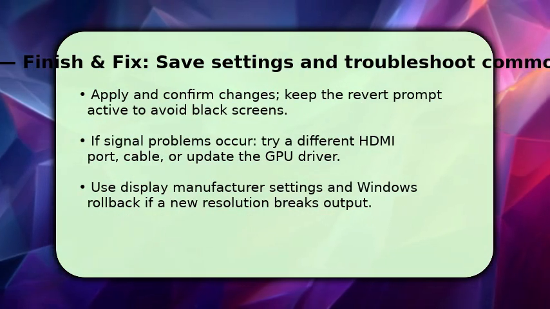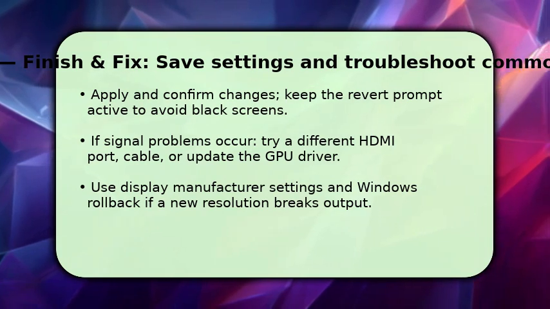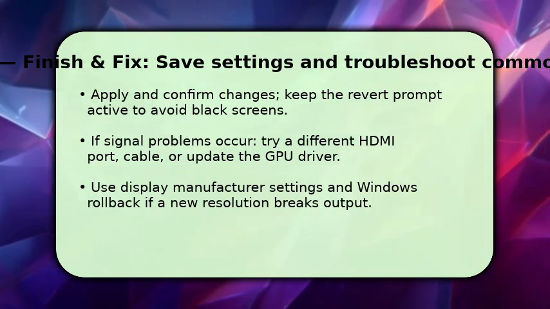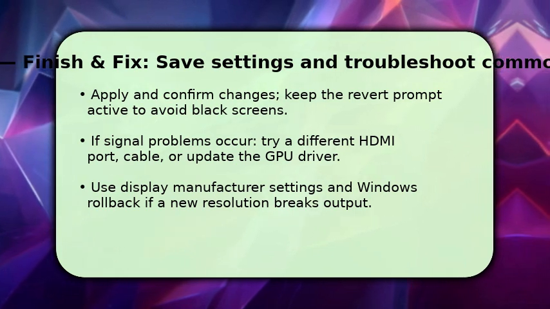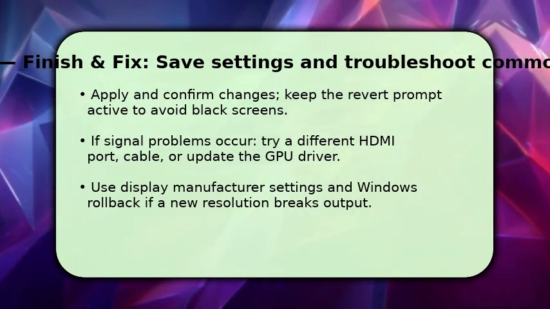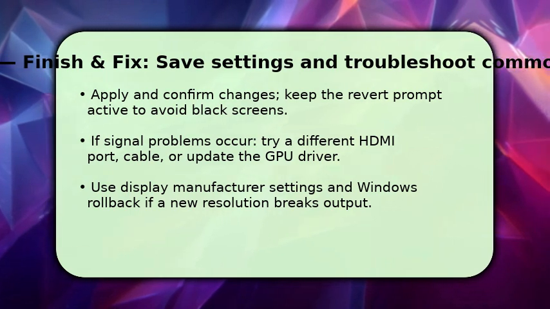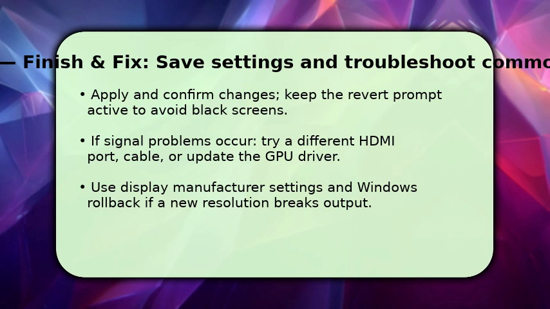Finish by applying settings and waiting for the confirmation prompt. If the screen goes black, accept the revert option or Windows will auto-rollback. If the external display shows no signal or wrong colors, swap the HDMI cable and port first. Bad cables cause most failures.